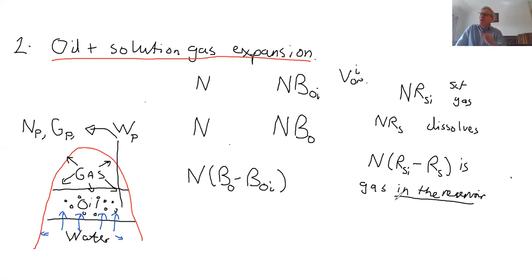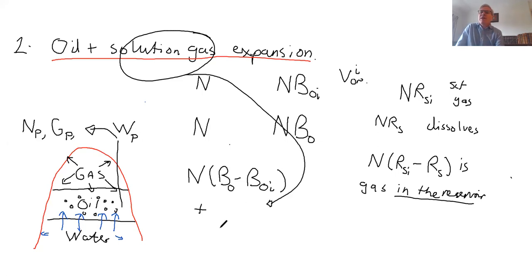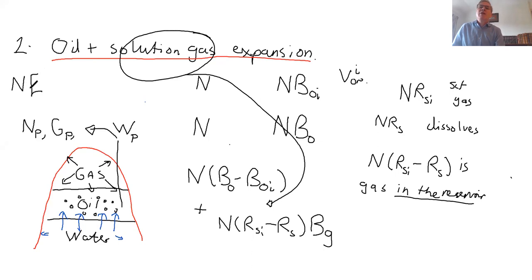And what volume does that have? Well, that's a surface volume. The reservoir volume of the solution gas is N times R_si minus R_s, so this is a positive number below the bubble point, so it cancels out the expansion, times B_g. So how I write this is the oil and gas expansion can be written as N times E_o. And E_o is the expansion of oil plus solution gas, and it's equal to B_o minus B_oi.